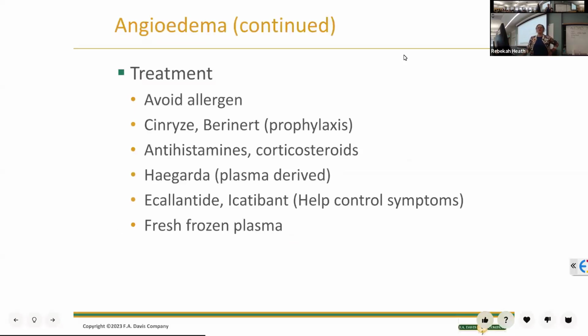So treatment, right? We tell them to avoid the allergen. Stop taking that ACE inhibitor, that's not good for you. We might give them some medications for prophylaxis to prevent that, to kind of depress their immune system from responding. Sometimes you can give them other medications like this plasma-derived medication or fresh frozen plasma itself. Sometimes these other medications can just help control the symptoms that they're having.